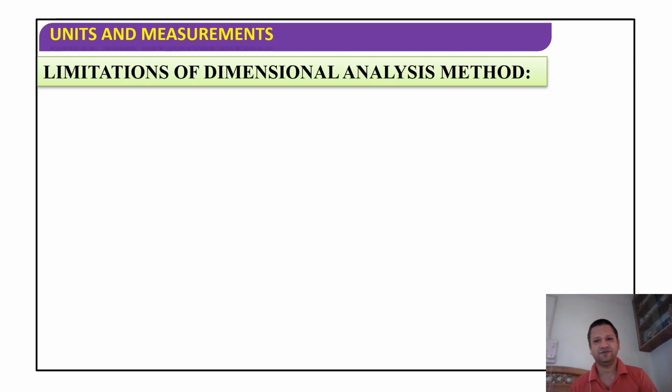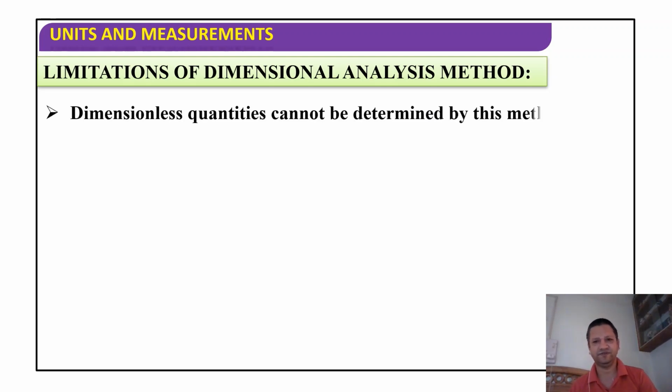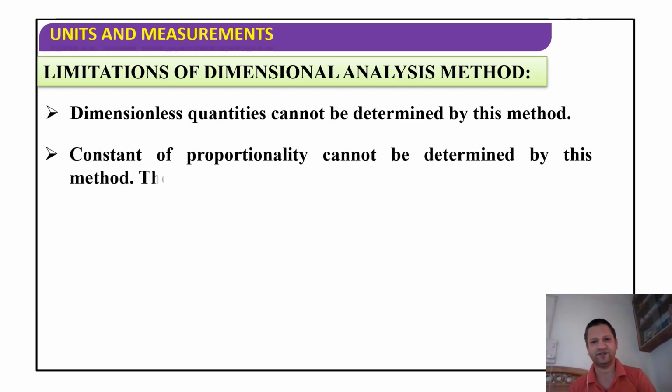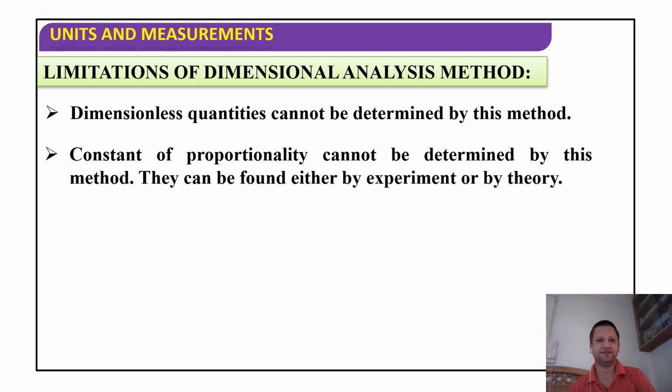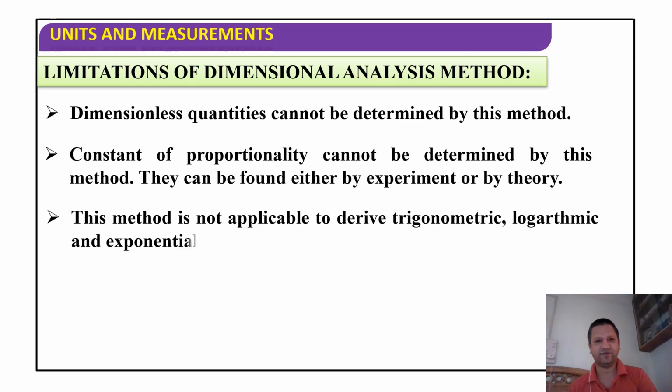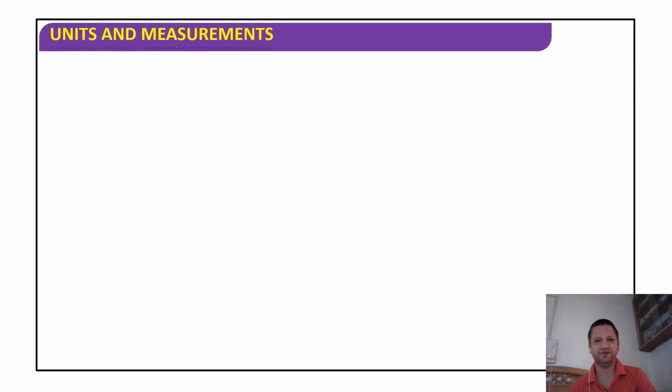But whatever the advantage of the dimension that we are using, already we have seen in the three applications. In the upcoming slides, we will discuss these three important ones in detail. So these are some of the limitations. Dimensionless quantities cannot be determined by this method. Some constant terms like trigonometric, logarithm, exponential functions, dimension again fail to explain these terms.